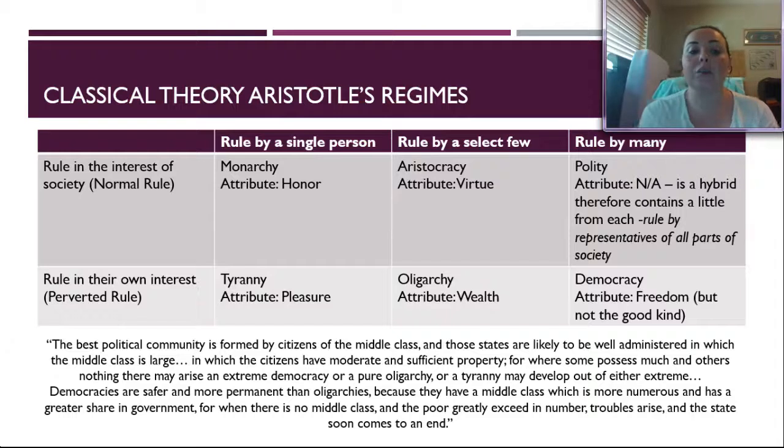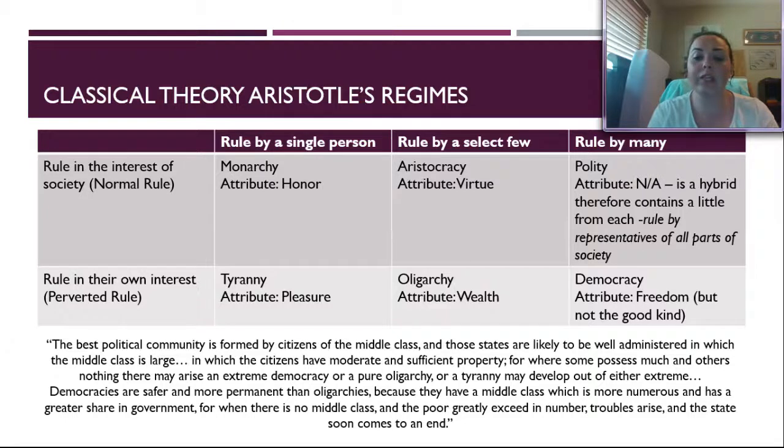The best political community is formed by citizens of the middle class. And by middle class, he means like middle people, not necessarily middle-incomed class. Those states are likely to be well administered, in which there is a large middle class, in which each citizen has moderate and sufficient property. For where some possess much and others possess nothing, there may arise an extreme democracy. So when you have a very high oligarchic system with lots of people with lots of things, and a group of people who have nothing, and a very small middle class of people who have sufficient, things tend to get a little dicey. Okay?